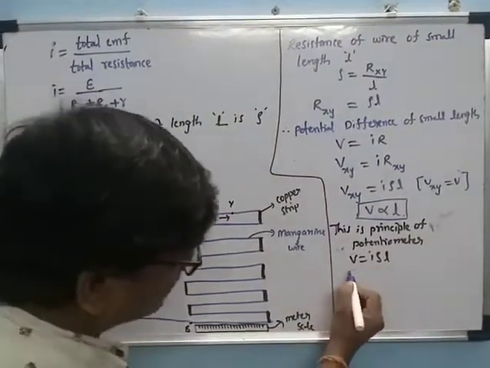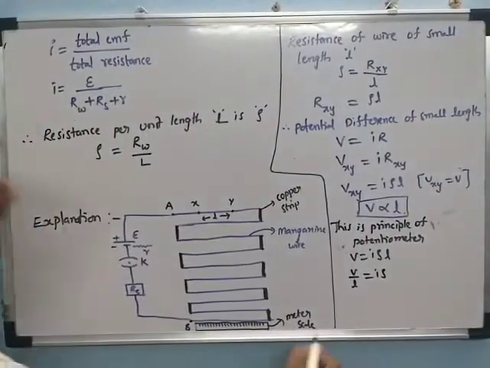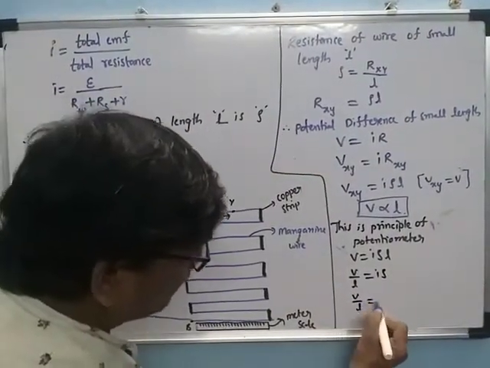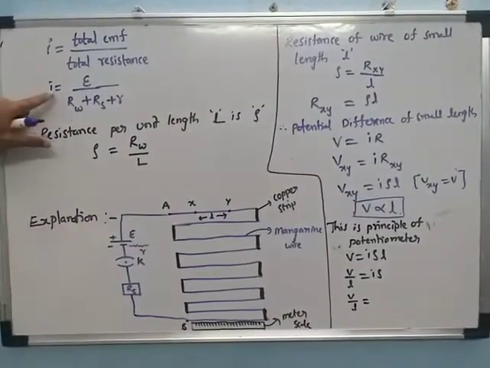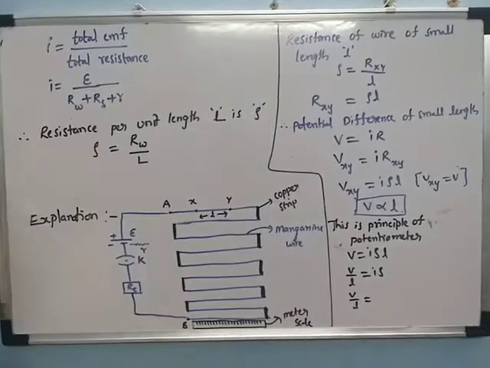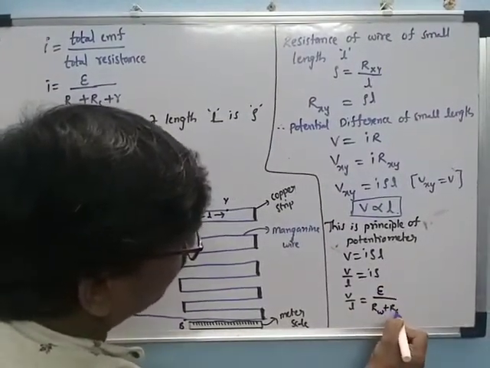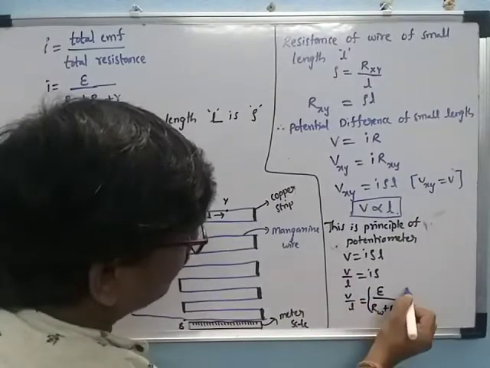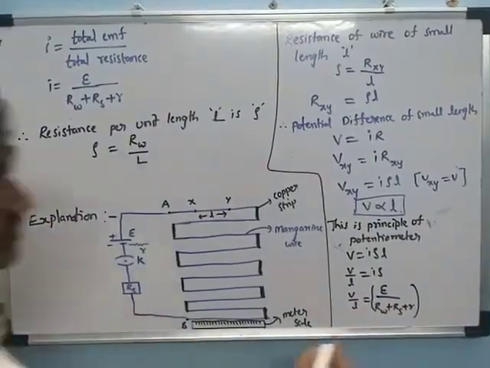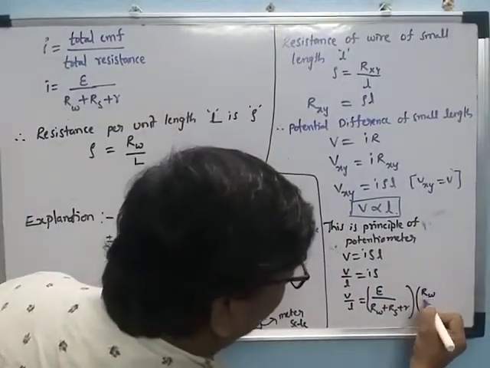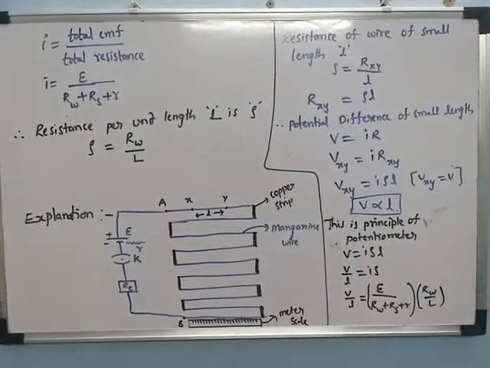Now this L is taken to this side: V by L is equal to I into rho. The current is equal to the total EMF by the total resistance, so I is E by R_W plus R_S plus small r. Rho is nothing but resistivity, which is equal to R_W by L.